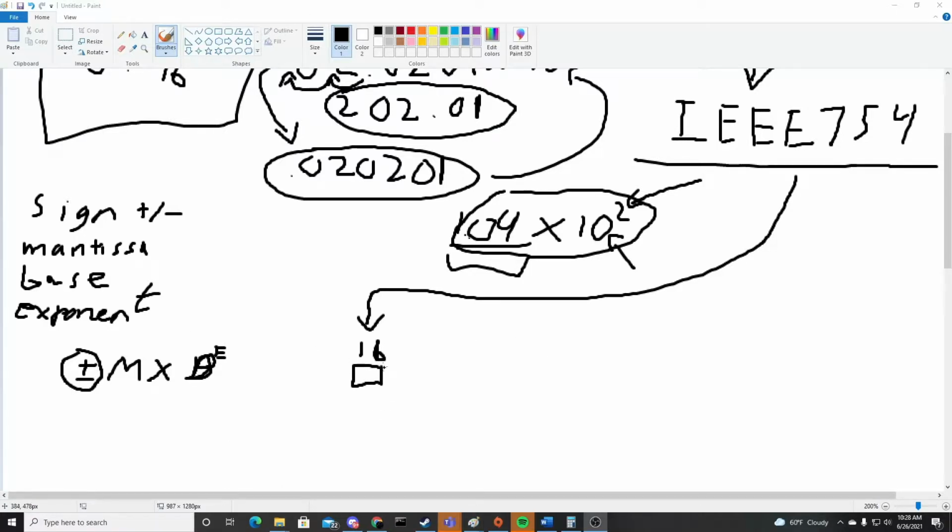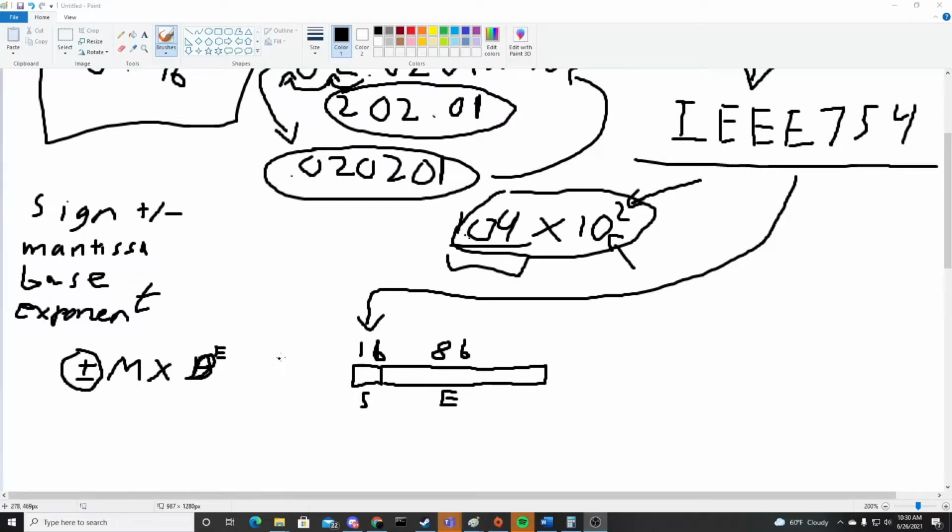Now to the right of the sign bit, we have 8 more bits. And here I'm going to write below, s for sign. These 8 bits here represent the exponent.